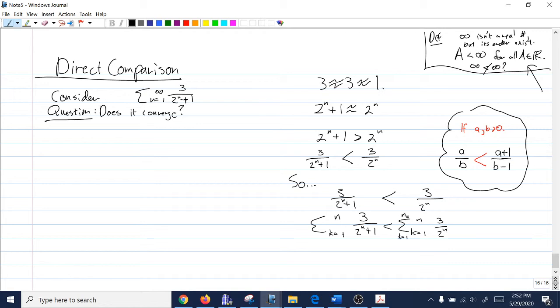Therefore, oh, these are supposed to be k's. The thing on the right has a limit: the sum from k equals 1 to n of 3 over 3 to the k plus 1 is less than the limit. If you're less than every term of a sequence, then you must be less than the limit of the sequence, if the limit exists.